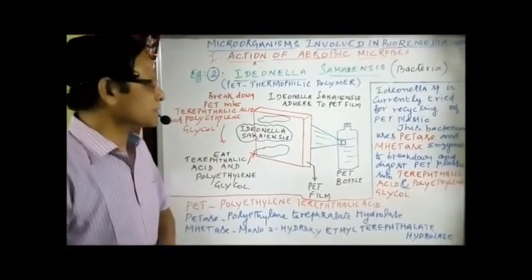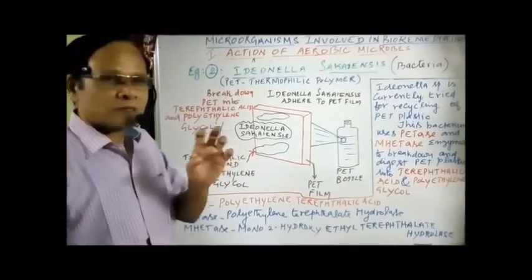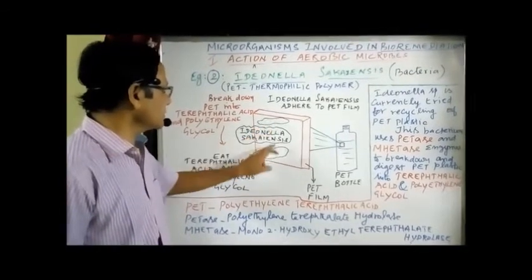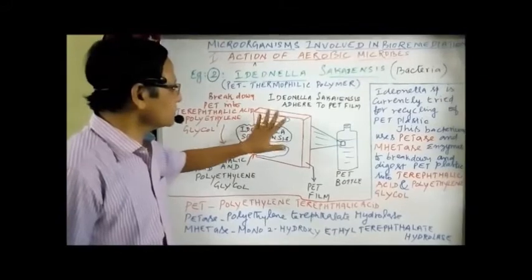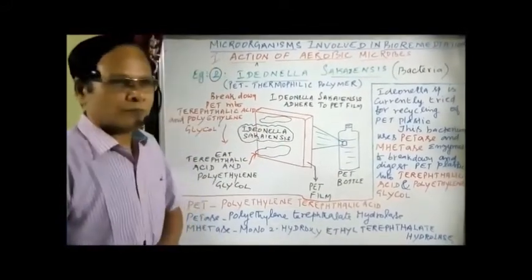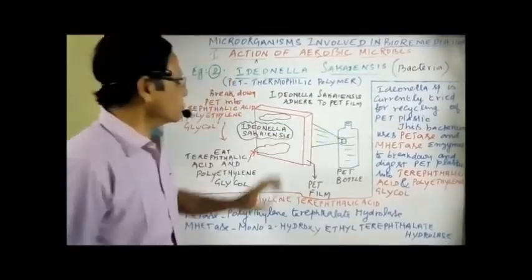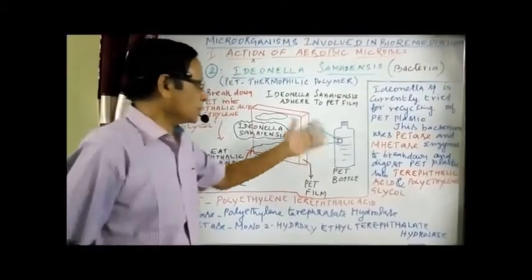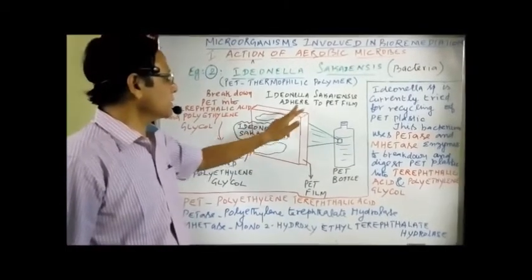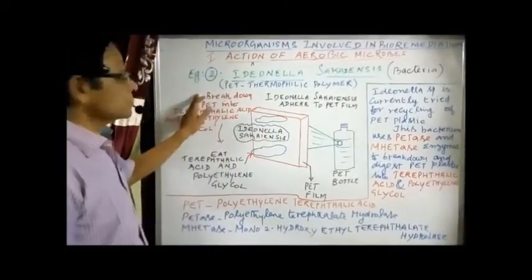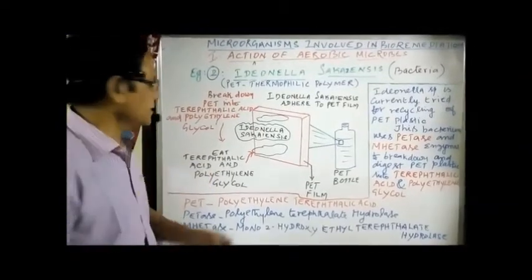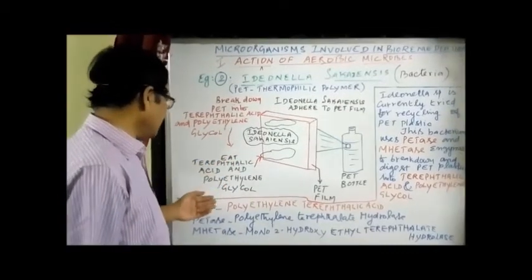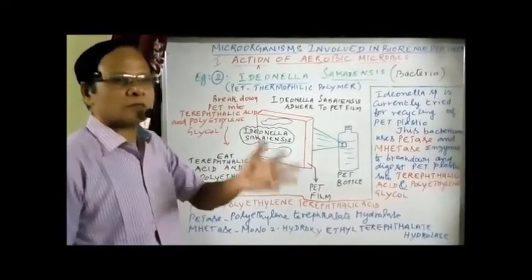This is a currently tried method. This is because of the possession of two enzymes by the bacterium, namely Ideonella sakiensis. I mentioned these are all the bacteria. They are found on the surface of the PET bottle. I am exposing only a portion of the PET bottle, that is called a PET film. That's nothing but the surface of the PET bottle. First the Ideonella sakiensis adheres to the PET film, then it causes the breakdown of PET into terephthalic acid as well as polyethylene glycol, and then they eat terephthalic acid and polyethylene glycol for their carbon source.